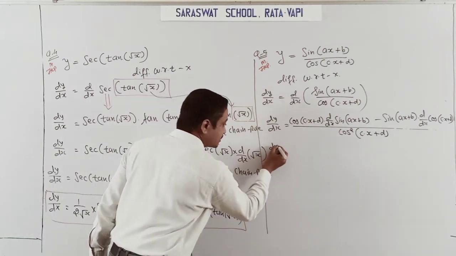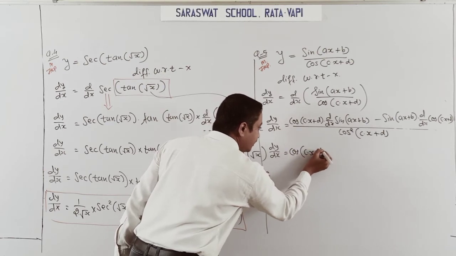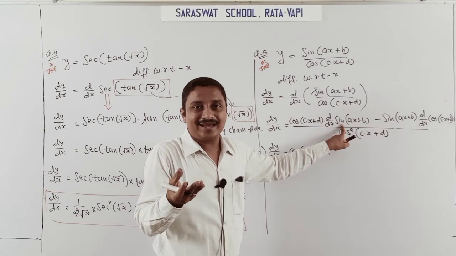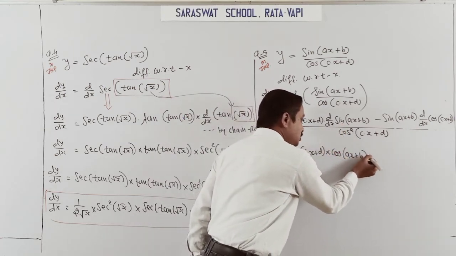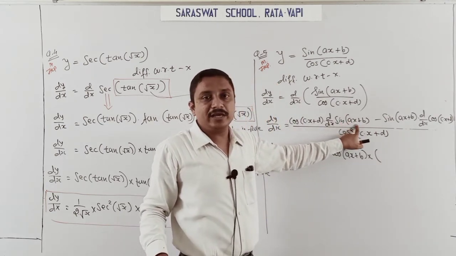So dy by dx, students, it's very easy. Cos(cx plus d) into, now what is the sin derivative? Yes, it is cos(ax plus b) into, now the chain rule, because the sin derivative is over and the ax plus b derivative is pending.